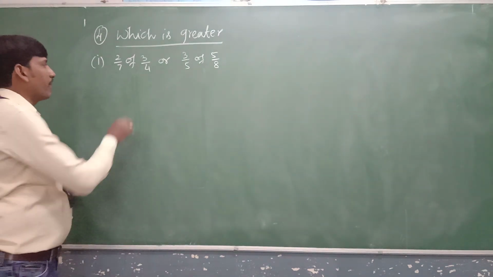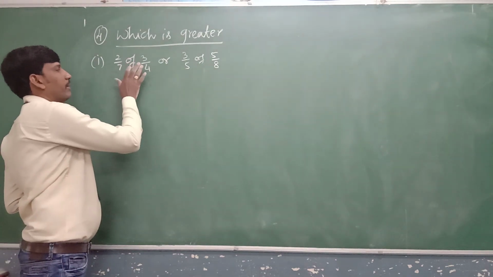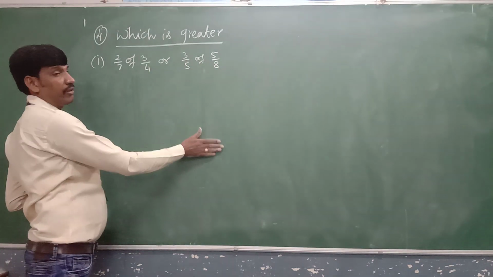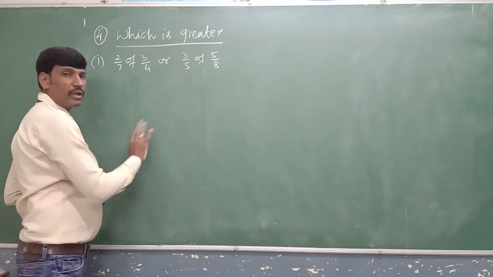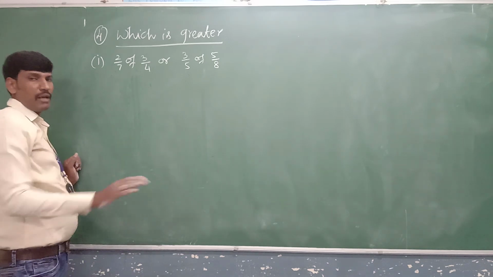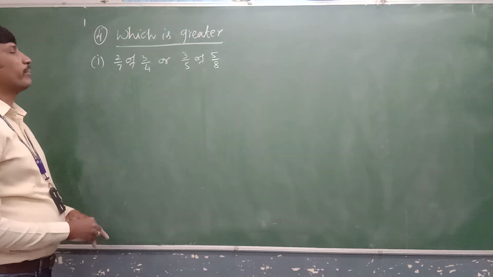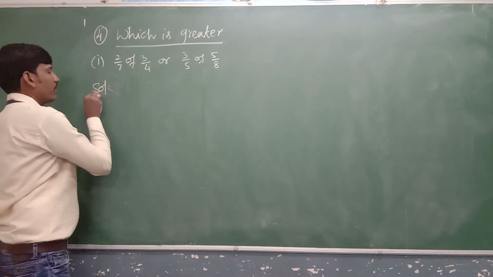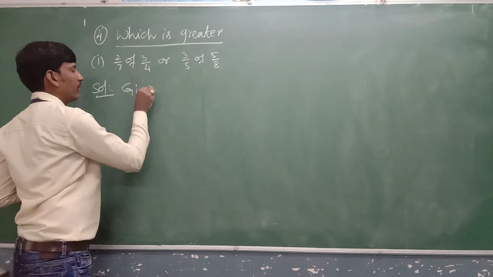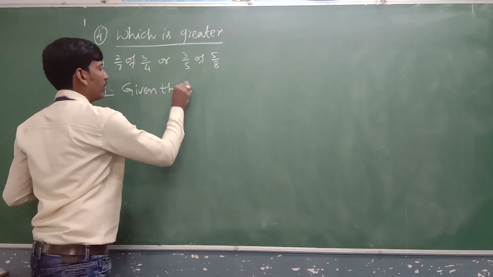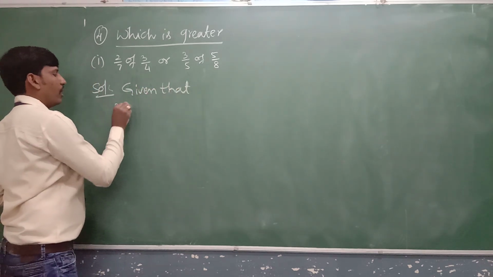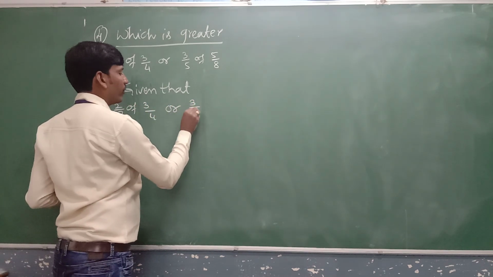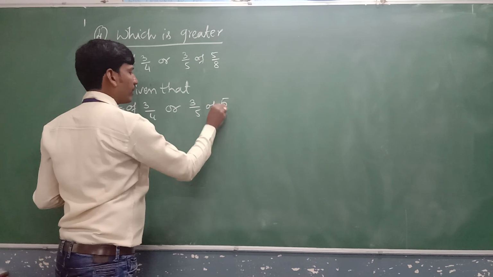So first of all, you have to multiply these two, of is nothing but multiply, and multiply these two fractions. You get one fraction here, one fraction here. Then you can compare. How to compare? By taking the LCM, convert into like fractions, then compare the numerators. You will get the answer. Now see this here. Given that, 2 by 7 of 3 by 4 or 3 by 5 of 5 by 8, this is the given question.